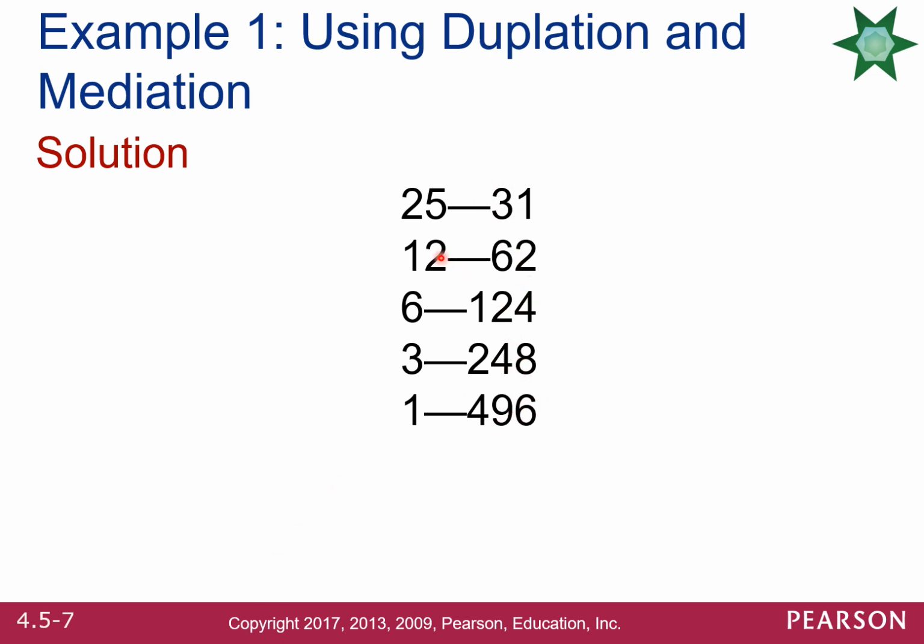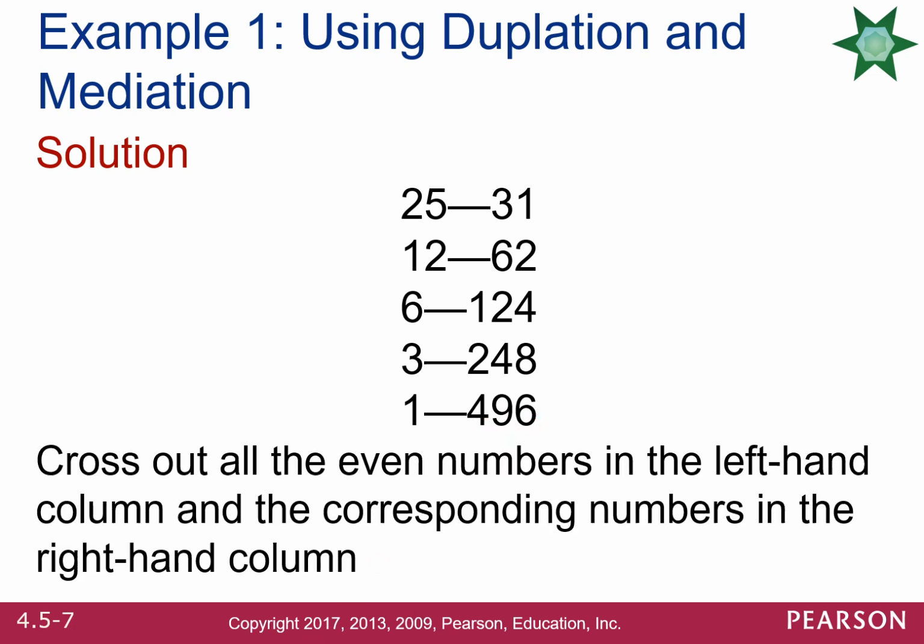So 12 divided by 2 is a 6, and 62 multiplied by 2 is 124. In the next step, 6 divided by 2 is a 3. 124 multiplied by 2 is 248. And then finally, 3 divided by 2 is 1 for the quotient. We get a remainder of 1, but we ignore the remainder. And 248 multiplied by 2 is 496. So what do we do in the next step?